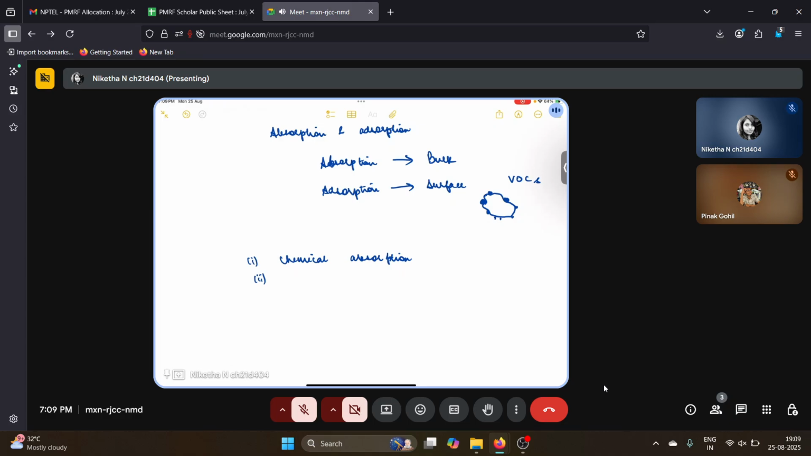So there are different types of absorption. The first one is chemical, and the second one is physical. And then we have physical and chemical absorption.